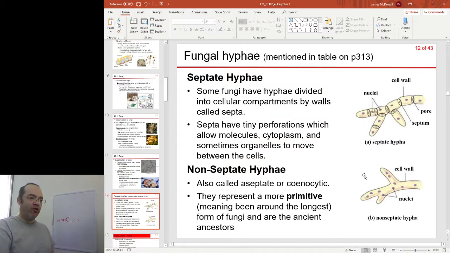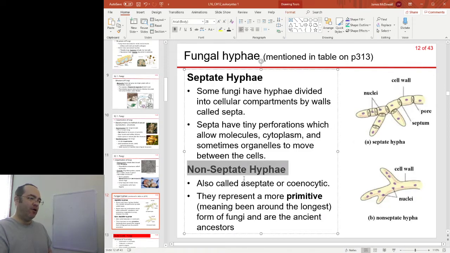Another way that fungi can grow is that they can just keep on growing. They keep on growing and they just elongate, and they duplicate their nuclei and elongate and duplicate their nuclei. They don't compartmentalize the individual cells from each other, and these are non-septate hyphae. Non-septate hyphae are what we might call primitive, but the term primitive just means that they've been around the longest. It doesn't say anything about the success or the function of these organisms. They've been around for a very long time. They are very successful in their own right.